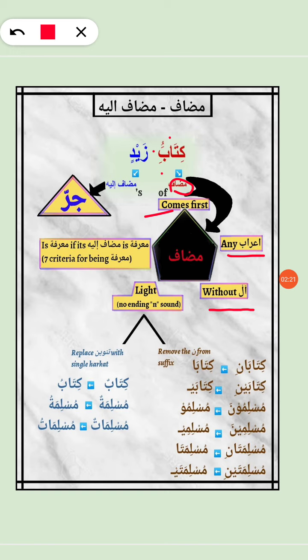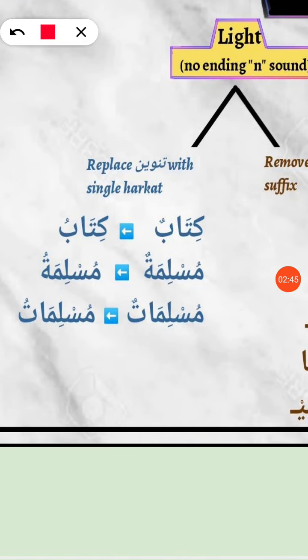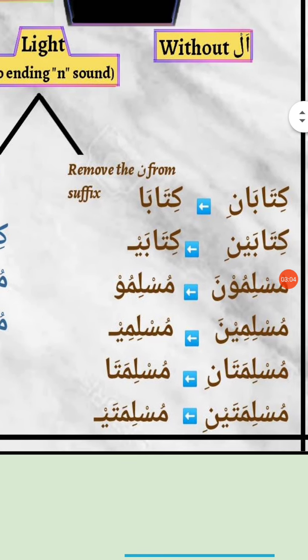The next prerequisite was that it has to be light. And by light, what do I mean? There shouldn't be any ending noon sound. What are the situations where we can get the ending noon sounds? First of all, it could end with tanween. If we have tanween, we replace that tanween with a single harakat. So let's zoom in a bit. Great. Replace the tanween with a single harakat. Kitabun becomes kitabu. Similarly, muslimatun becomes muslimatu. You replace the tanween with a single harakat of the same Arab, of course.